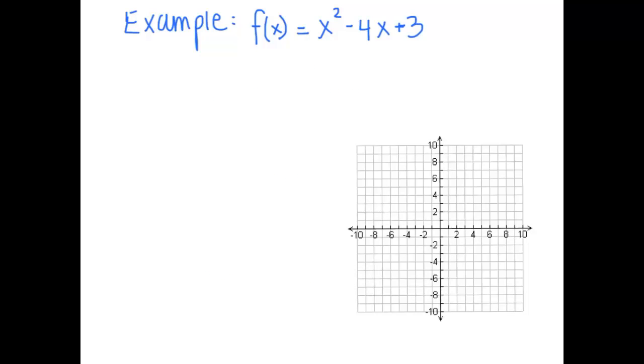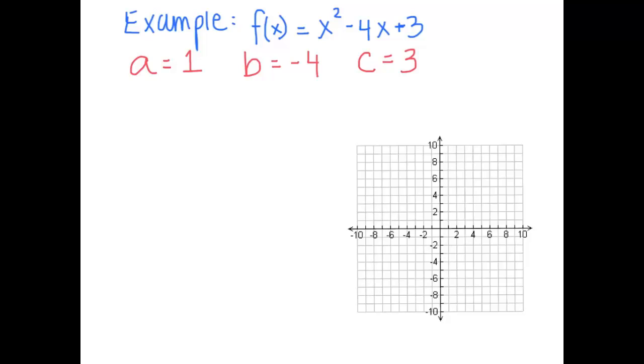Here we have a quadratic function, f(x) equals x squared minus 4x plus 3. It's in standard form, and I can even state what a, b, and c are. a is the leading coefficient of our quadratic term. In this case, it is 1. We have a 1x squared out front. b is the coefficient of our linear term, which is negative 4. And c is our constant term, which in this case is 3.